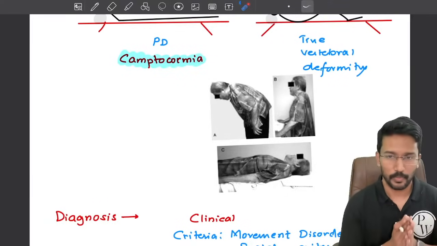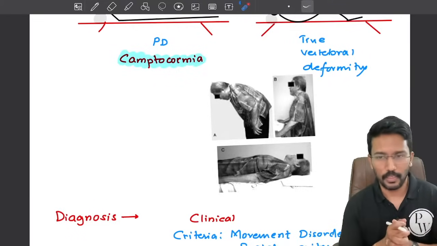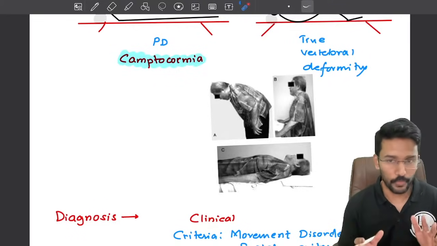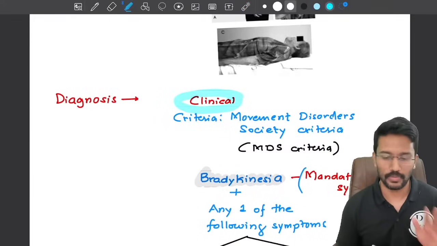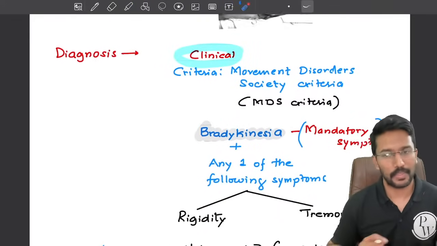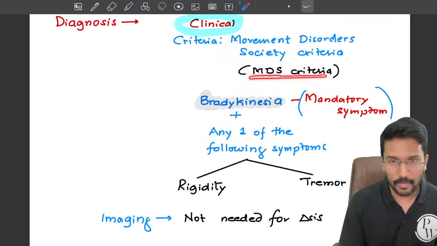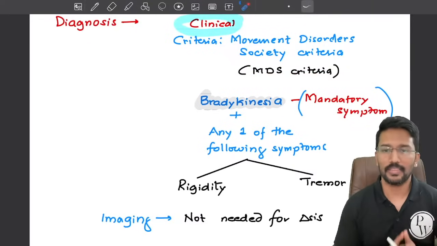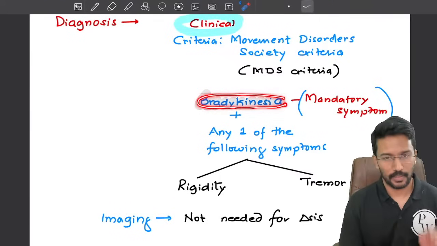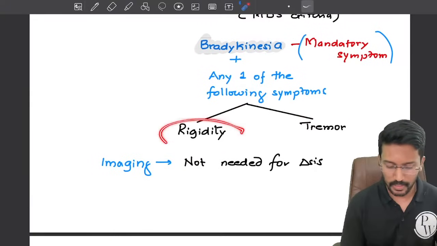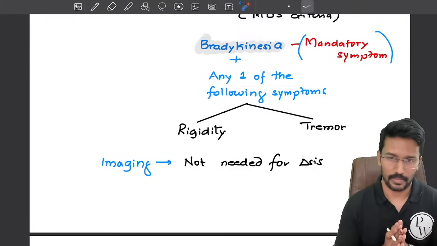So an elderly patient presenting with tremor, bradykinesia, rigidity, or the other symptoms that we studied, you can suspect Parkinson disease. Now how do we diagnose? Remember, the diagnosis of Parkinson disease will be on clinical grounds, and generally we do not require investigations, right? Now the diagnosis will be based on a criteria called the MDS criteria. According to this criteria, we are supposed to have bradykinesia. It's a mandatory symptom. If you have bradykinesia plus, between rigidity and tremor, any one of them present, it is enough to diagnose a case as Parkinson disease.